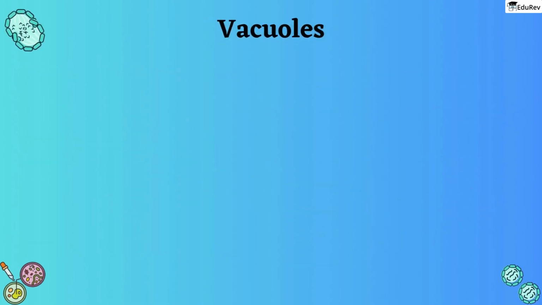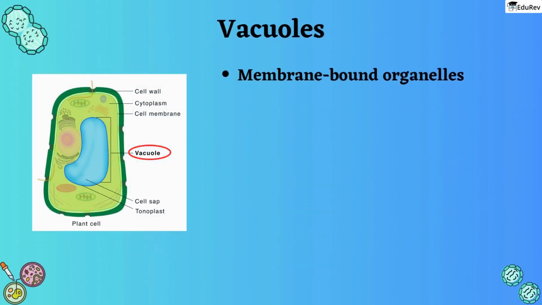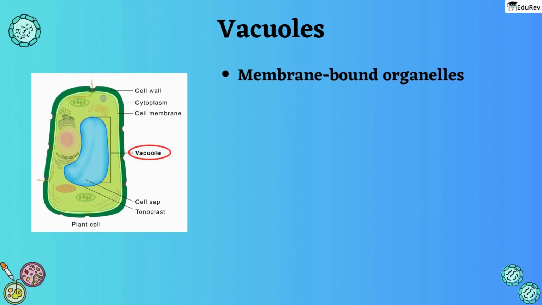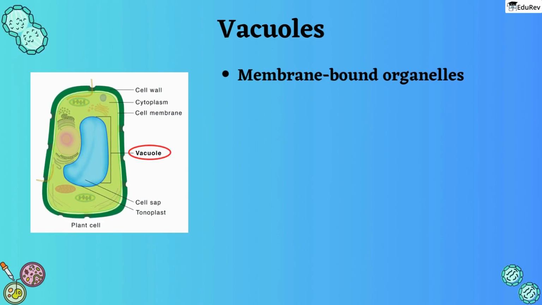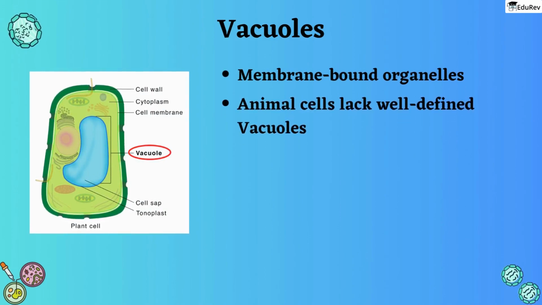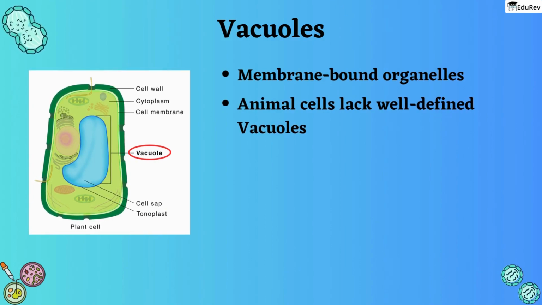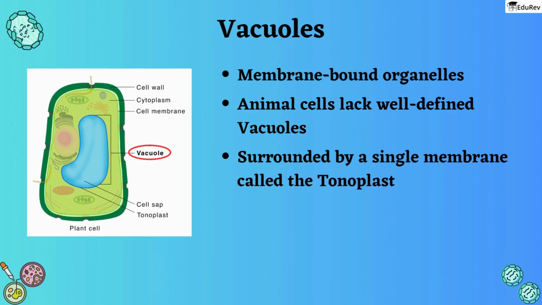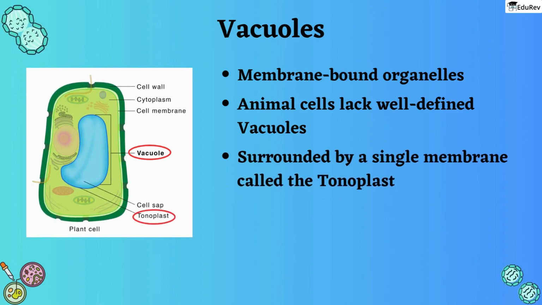Like lysosomes, vacuoles are also membrane-bound organelles found in eukaryotic cells. However, unlike plant cells, animal cells lack well-defined vacuoles. It is a large, fluid-filled space surrounded by a single membrane called the tonoplast.